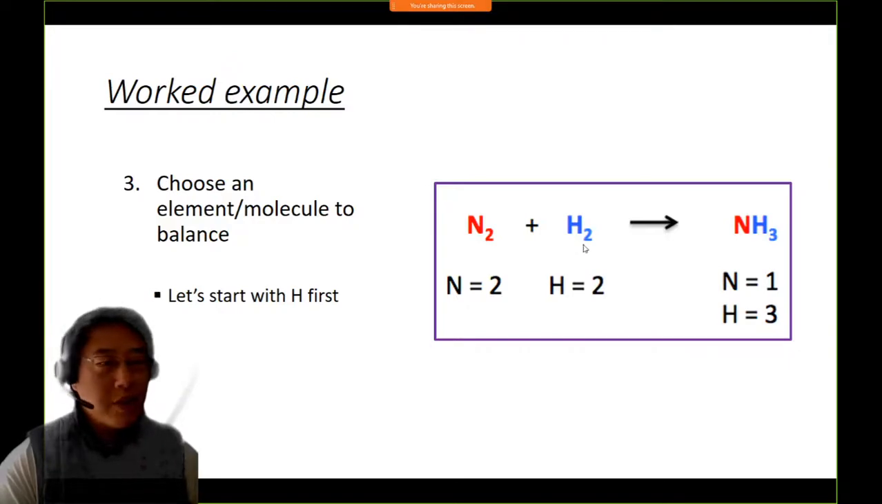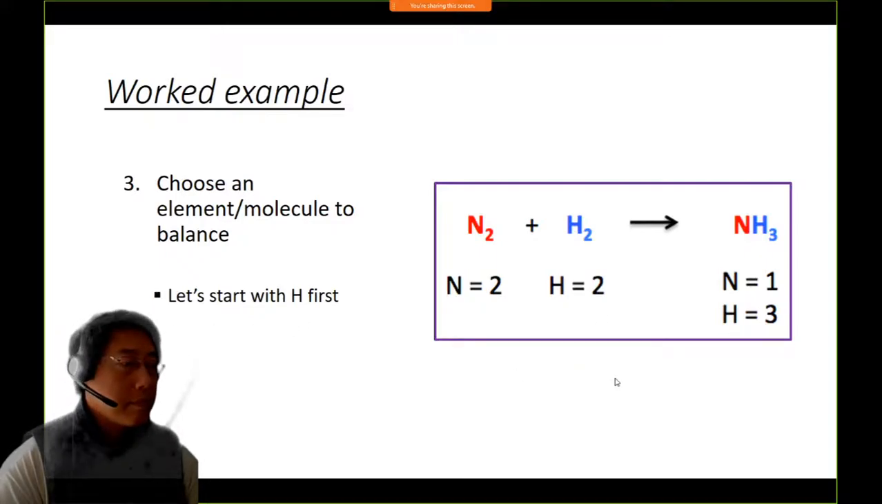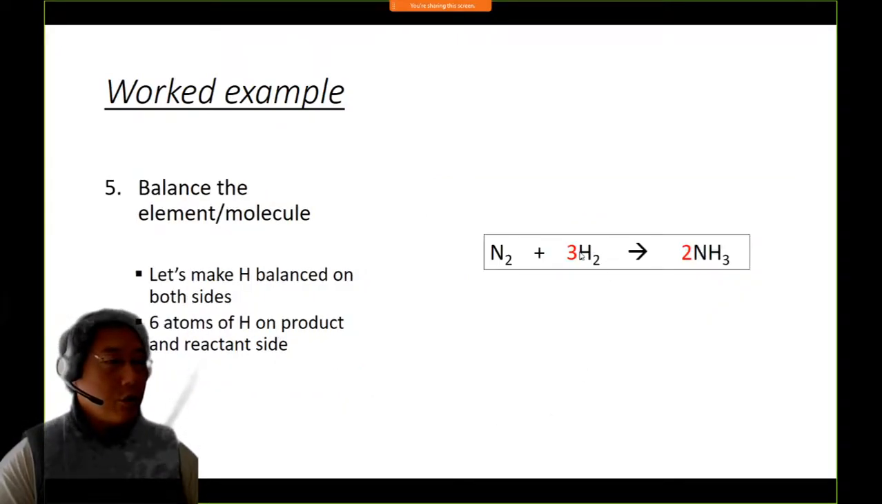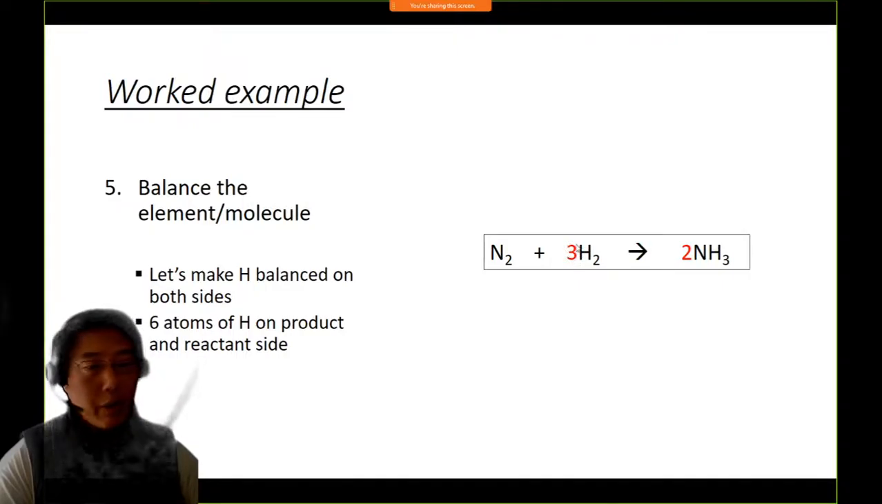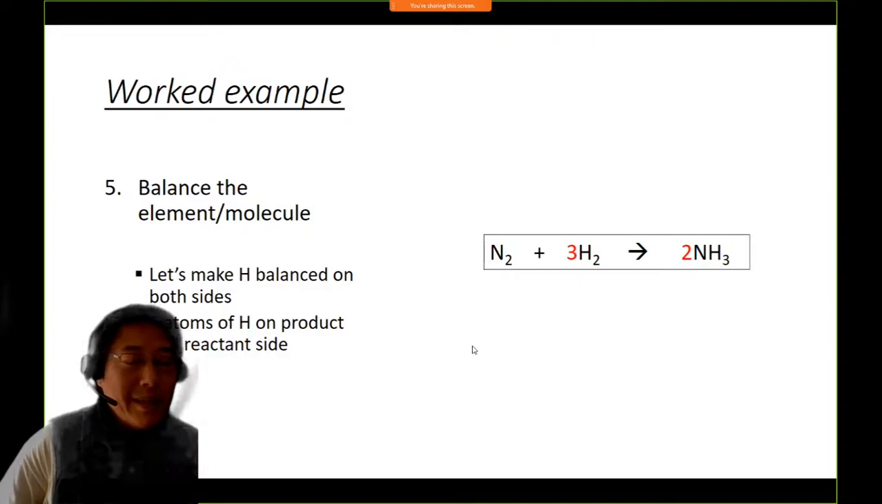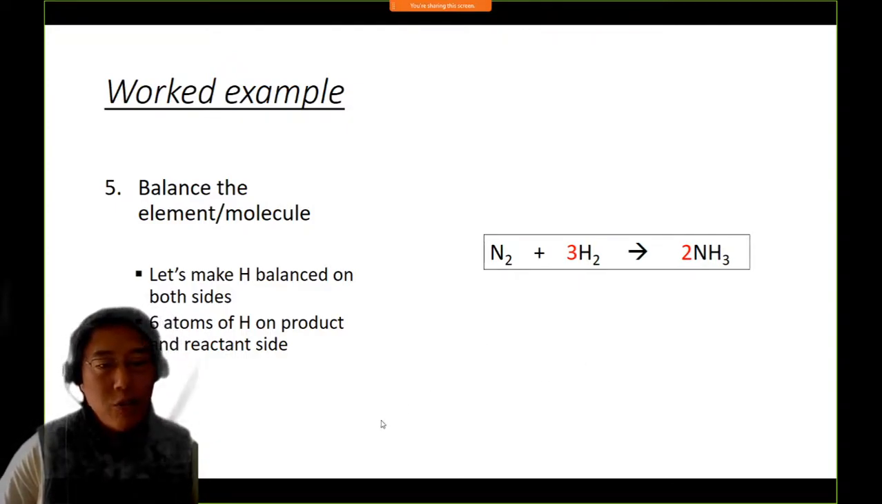So to get to 6, we need to multiply this one by 3. And this one, to make the H become a 6, we need to multiply by 2. So remember, you need to have a 3 and a 2 here. So how do we balance this? What we need to do is multiply this one by 3 and this one by 2. And now what you need to do is list the products and reactants.